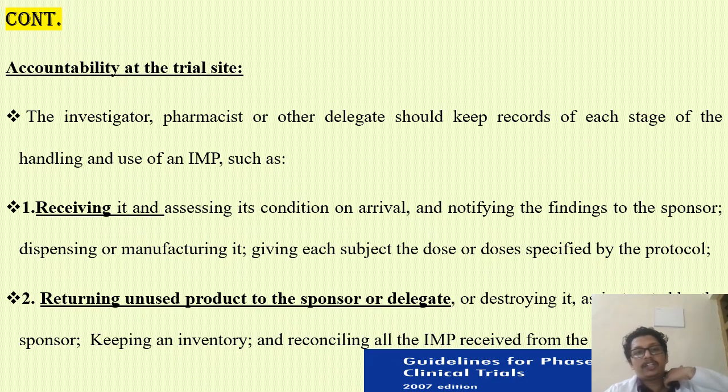Then accountability at the trial site. The investigator, pharmacist or any delegate should keep a record of each stage of handling and use of IMP, such as receiving it, assessing its condition on arrival and notifying the findings to the sponsor, dispensing and manufacturing it, giving each subject the dose specified by the protocol, returning the unused product to the sponsor or delegate or destroying it as mentioned in the SOP by the sponsor, and keeping an inventory reconciliation of the IMP received from the sponsor.